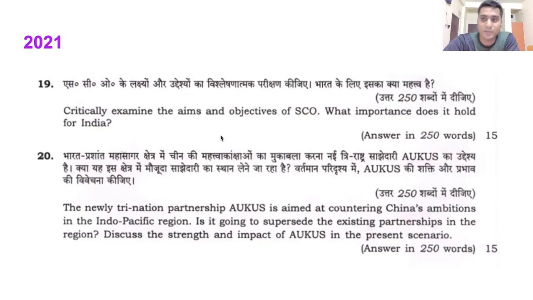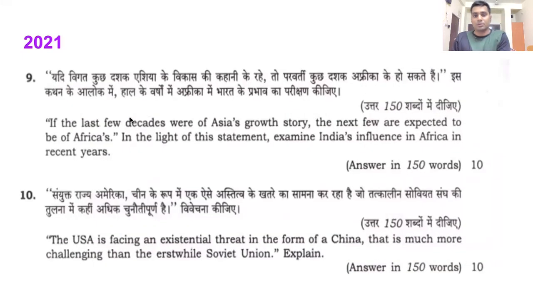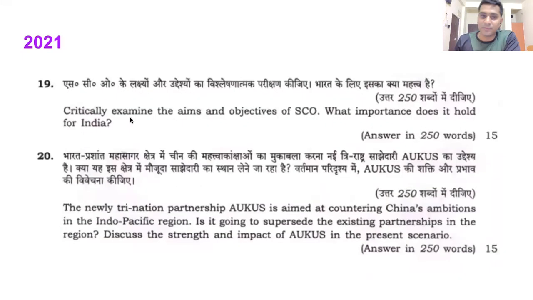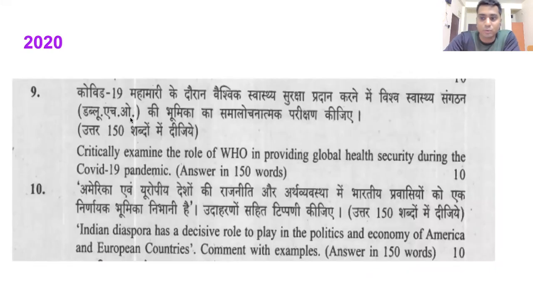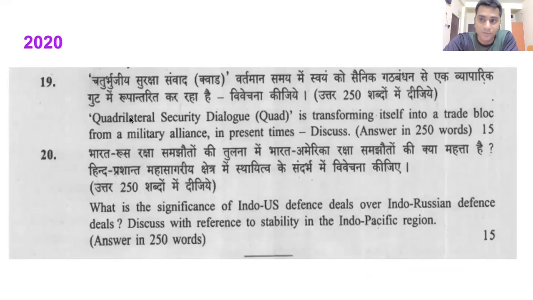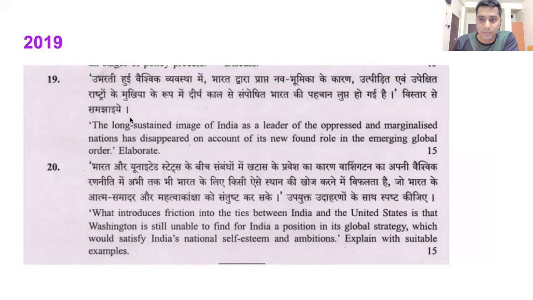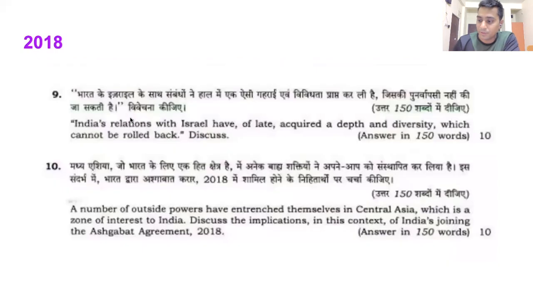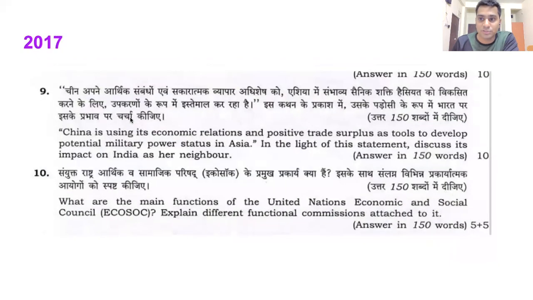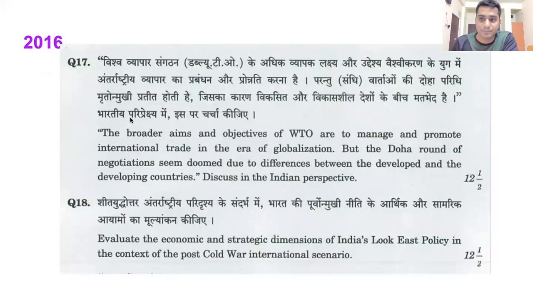Now this is 2021. First, what you have to understand is the weightage that UPSC has given to international relations in 2021. There is a 10 marker and a 15 marker, so totally 10 plus 15, 25 marks, and two such sets make 50 marks. Look at 2020: 10 marker, 15 marker, 50 marks. 2019, 50 marks. 2018, 50 marks. 2017, 10, 10, 15, 15, 50 marks.